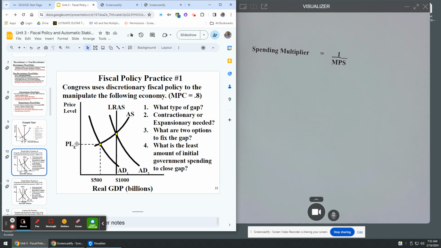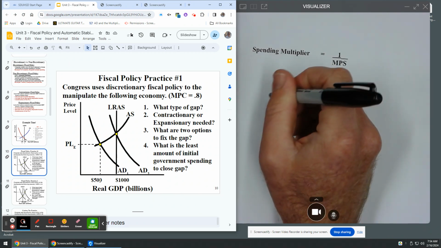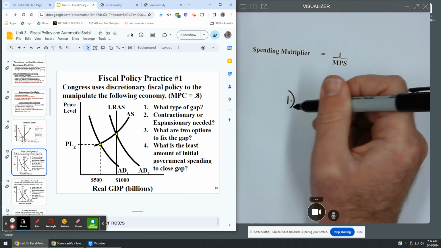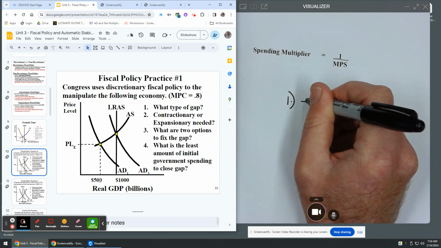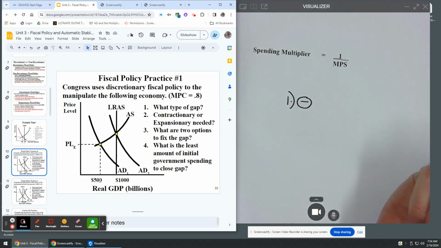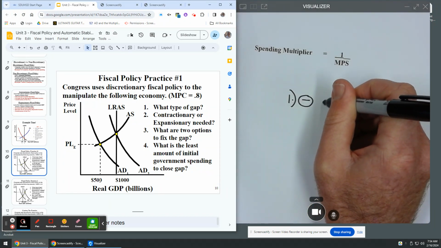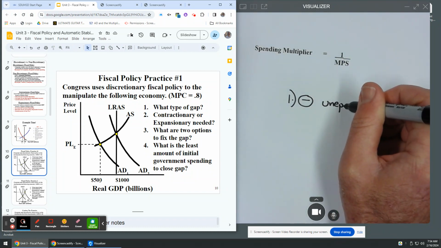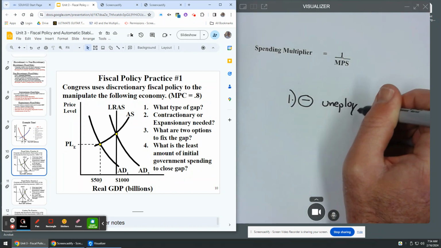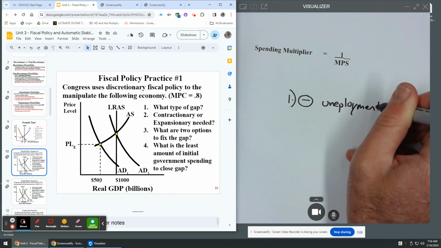Again, I'm starting right here at my price level at equilibrium and this value in real GDP. So with number one, I'm going to say that I'm operating in a negative output gap. My big problem is going to be high unemployment. Oh, I spelled unemployment wrong. Too late to turn back now.